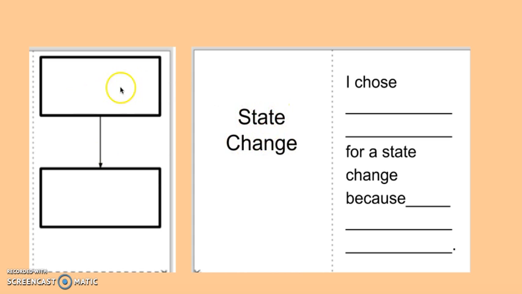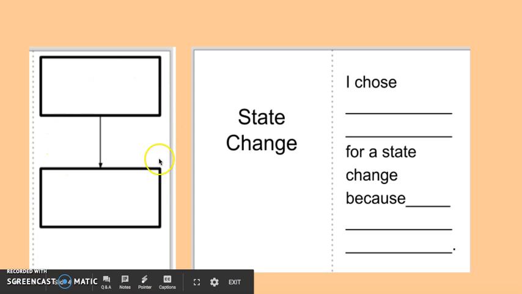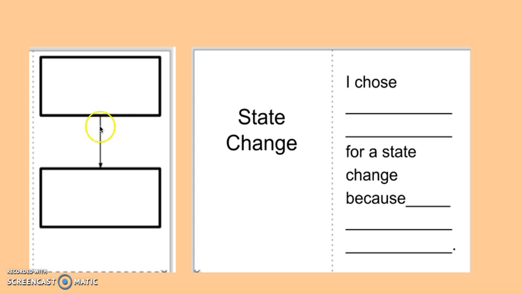So what you need to do on the front of your fold-it, on that front door, is draw a picture of a state change. Now, you need to look at your notes to see what a state change is. You cannot do anything we did in science class. For example, we talked about an ice cube in science. You cannot choose that. You have to choose something different.